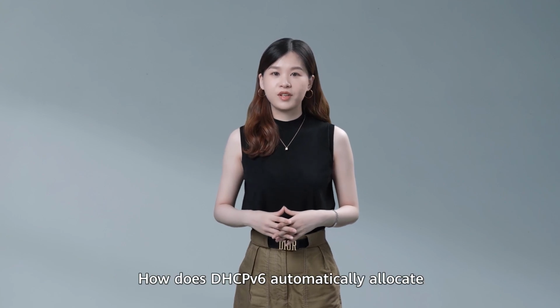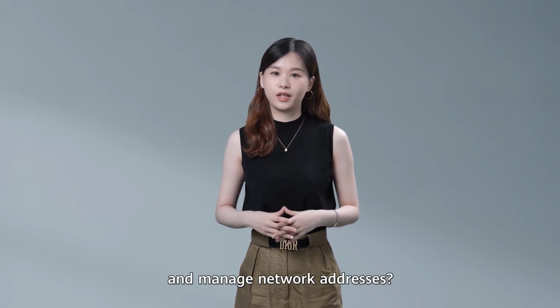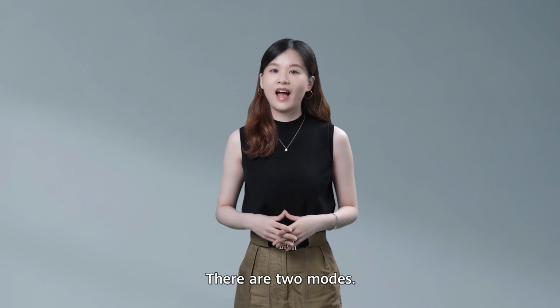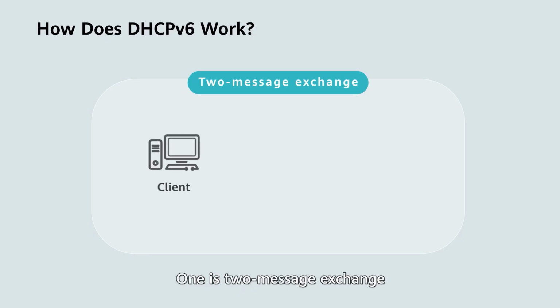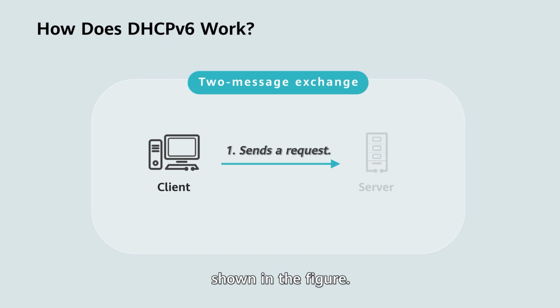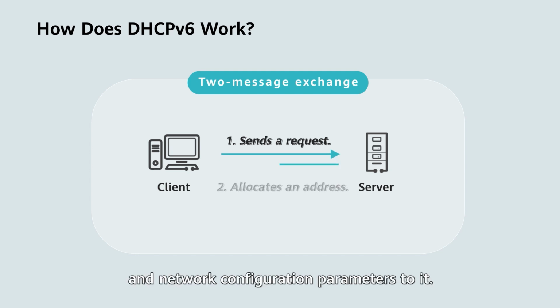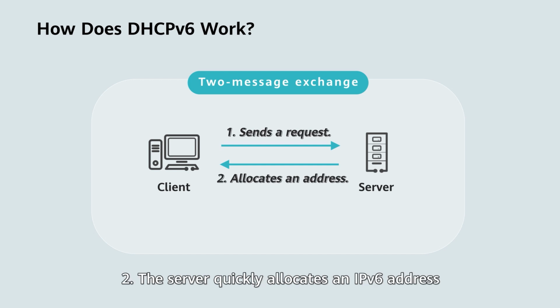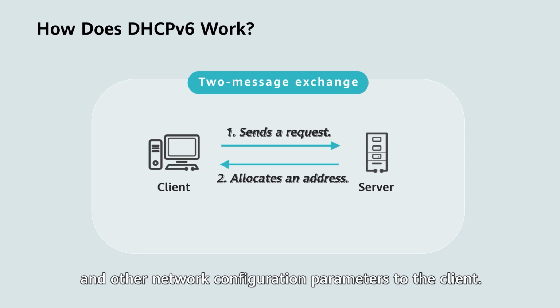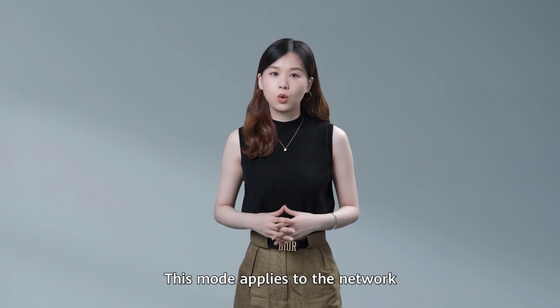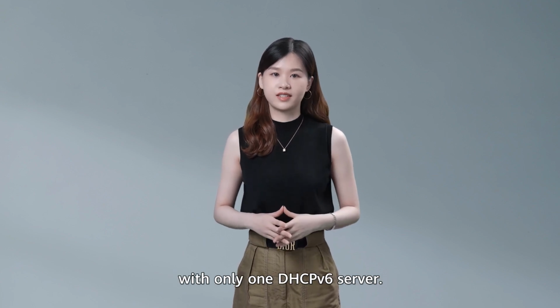How does DHCPv6 automatically allocate and manage network addresses? There are two modes. One is two-message exchange shown in the figure. First, the DHCPv6 client requests the DHCPv6 server to quickly allocate an address and the network configuration parameters to it. Second, the server quickly allocates an IPv6 address and other network configuration parameters to the client. This mode applies to the network with only one DHCPv6 server.